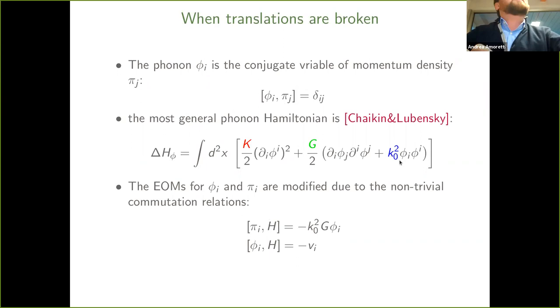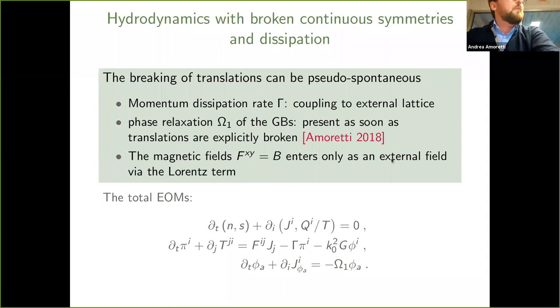Here I also found a small mass for the Goldstone boson, which means that the translations are not spontaneously broken, but explicitly broken, or slightly explicitly broken. Of course, you need to modify your system, including other mechanisms of momentum dissipation, for example coupling to an external lattice, like a momentum dissipation rate. There is a phase relaxation, which is present as soon as translations are explicitly broken rather than being just spontaneously broken. And of course, since we are measuring properties in an external magnetic field, we also provide the theory with an external magnetic field, which was just implemented in the standard way. So the modified equations of motion are these ones.